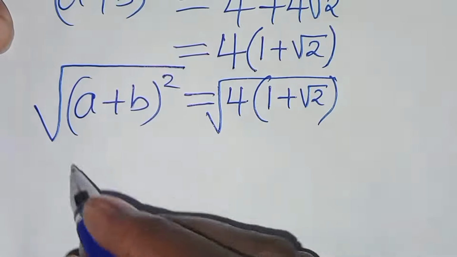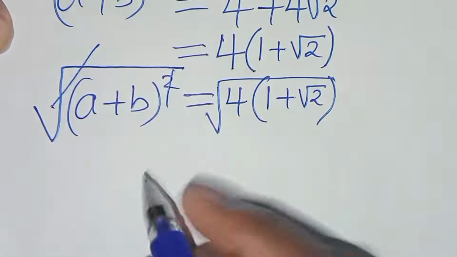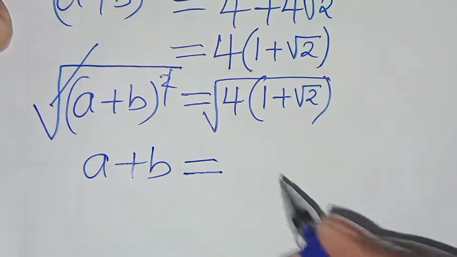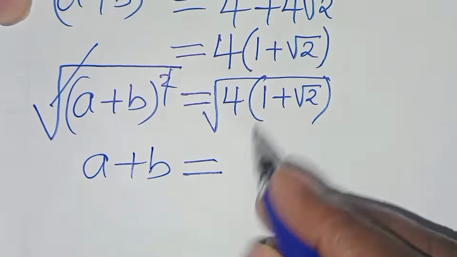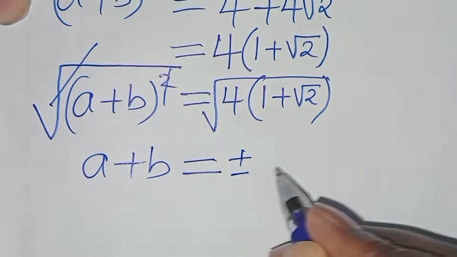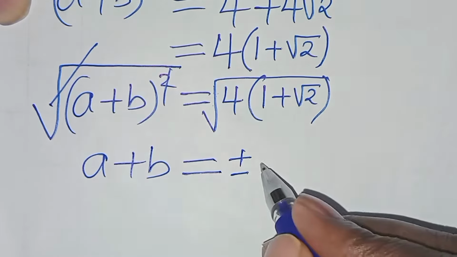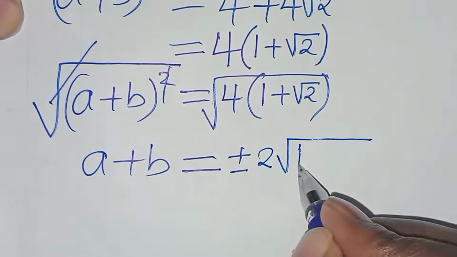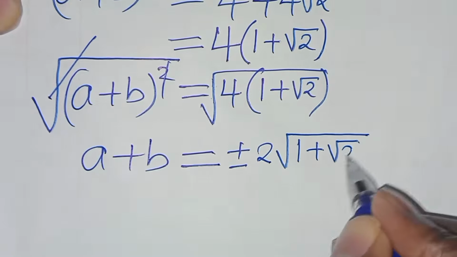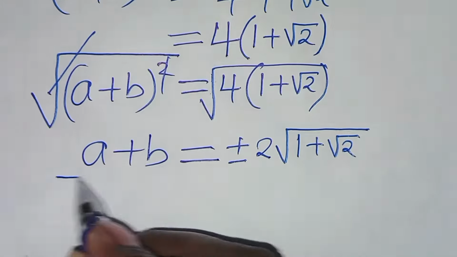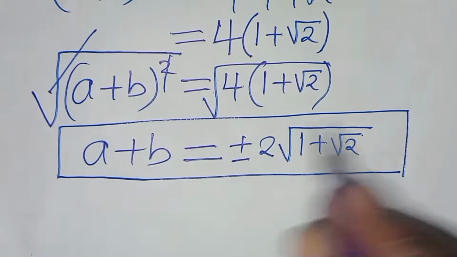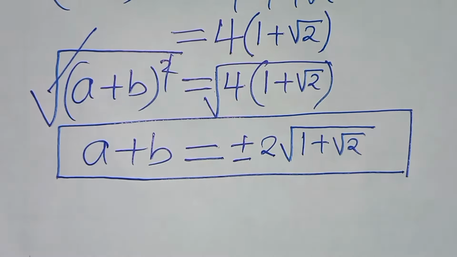So this implies that the square root sign will simplify here. So we'll have a + b equal to plus or minus the square root of 4, which is 2, then square root of 1 plus square root of 2. And this is the solution to this algebra problem.